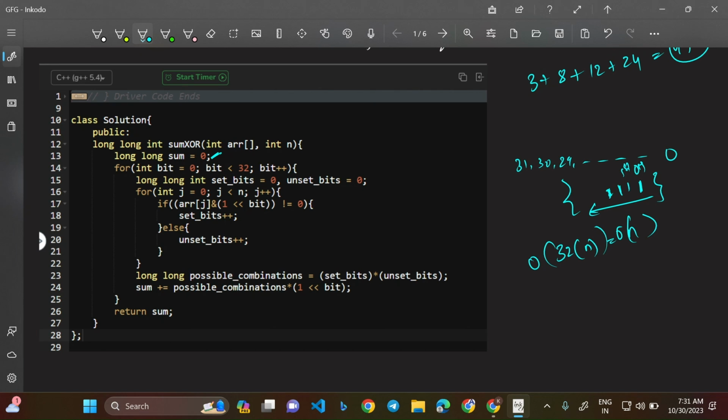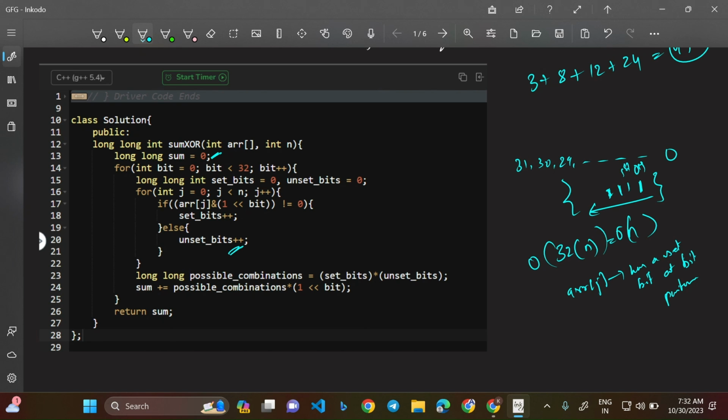So if I'm getting some value from there which is not equal to 0, that means array of j has a set bit at that particular bit position. All right, so at that particular bit position we have a bit. If the AND operation is not resulting in 0, it's resulting in some value, that means at that particular position array of j is having a bit. If it's returning 0, that means we can understand that there is no set bit at that particular position. So unset bit would be plus one in that case.